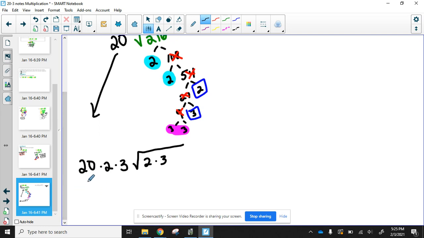Then all we got to do is simplify this. So 20 times 2 is 40, 40 times 3 is 120. And it's a square root of 6. I said 120 and wrote 12. But 120 root 6 is your solution.